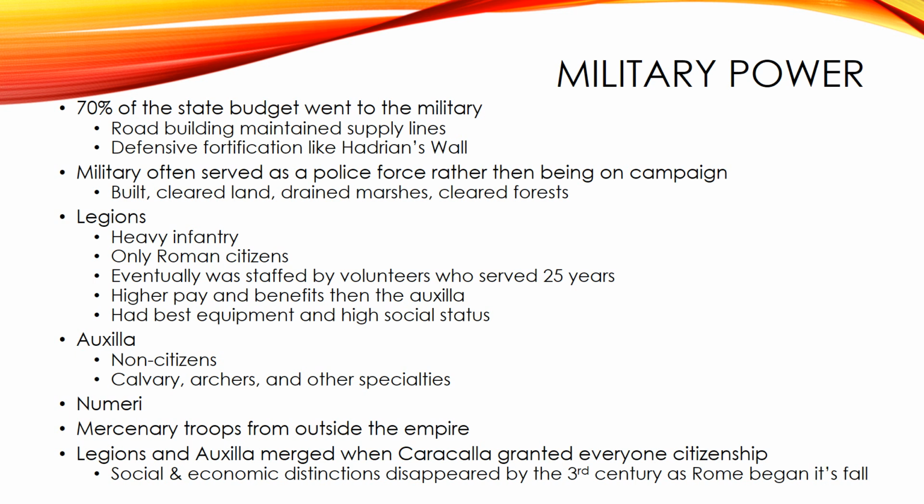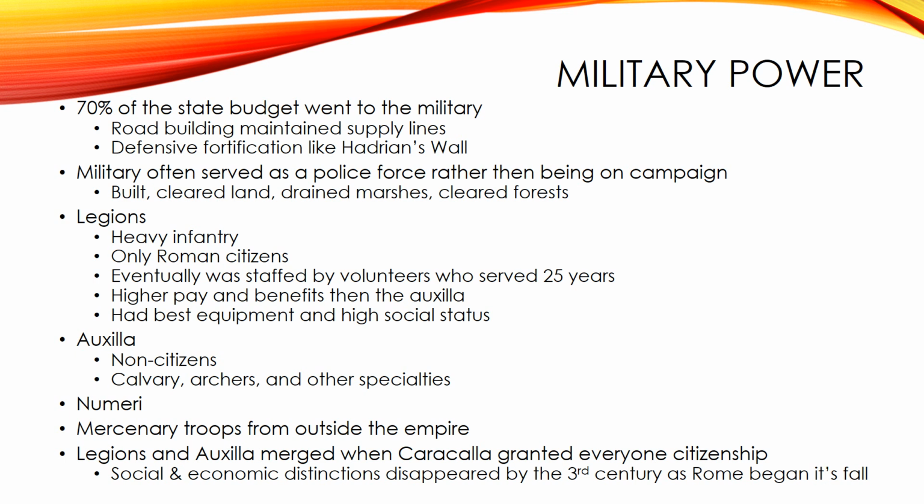Caracalla is going to grant everybody in the empire citizenship, and so there's no need to have this distinction between the two. So the social and economic distinctions disappeared by the 3rd century, which is actually part of the Roman fall. Part of it was the inability of the Roman Empire to pay the legions the higher wages that they were being paid early on, which was a huge problem.